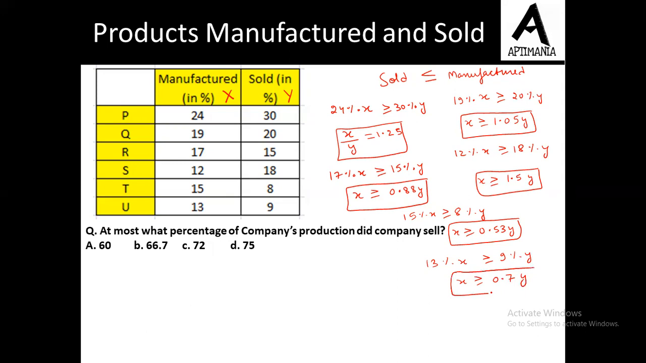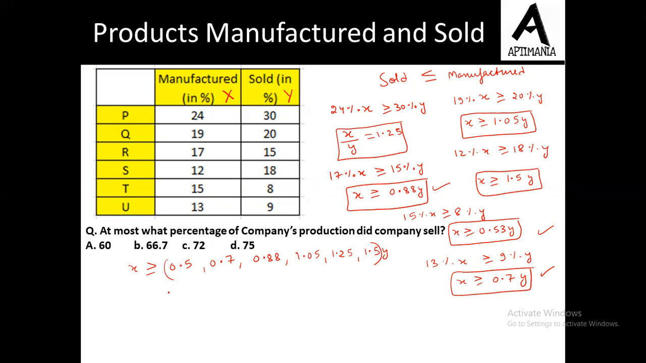So these are the six conditions. So the value of X must be greater than how much? It must be greater than 0.5. It must be greater than 0.7. It must be greater than 0.88. It must be greater than 1.05 times of Y. It must be greater than 1.25 times of Y, and it must be greater than 1.5 times of Y. So all these conditions must be satisfied.